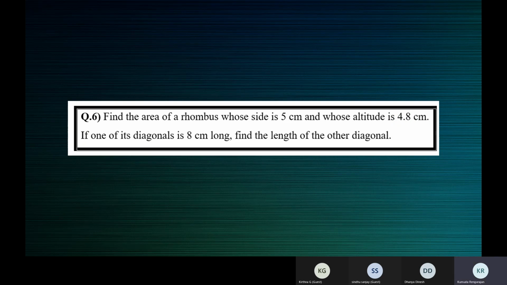How do we find the area for rhombus? We know two formulae to find the area for rhombus. What are they? Half D1 into D2, ma'am. Half D1, D2 square units, and the other one? Base into height, ma'am.